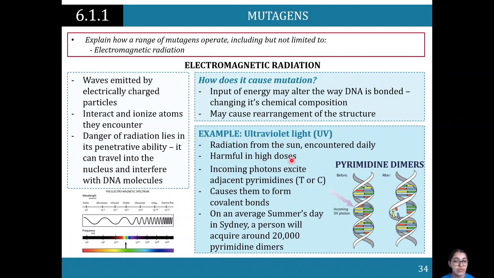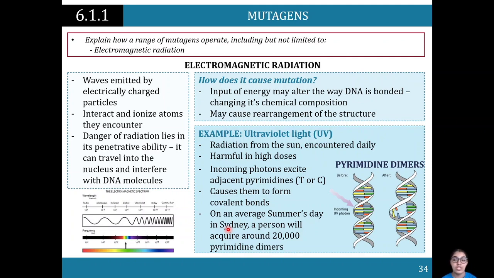UV light is harmful in high doses, and what it does is that the incoming photons excite adjacent pyrimidines. These adjacent pyrimidines, which include T and C, thymine and cytosine, are excited and then turn around and bond to each other through covalent bonds. So instead of the hydrogen bonding, that hydrogen bonding is broken, so the C and the T can bond to one another. On an average summer's day in Sydney, a person will acquire around 20,000 pyrimidine dimers. So it does happen. It is a very, very common thing.